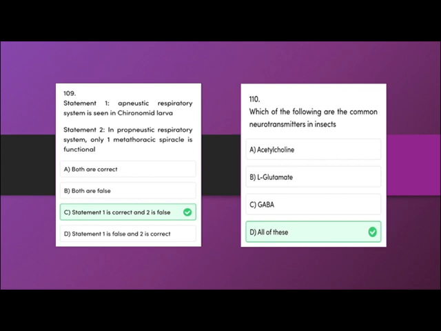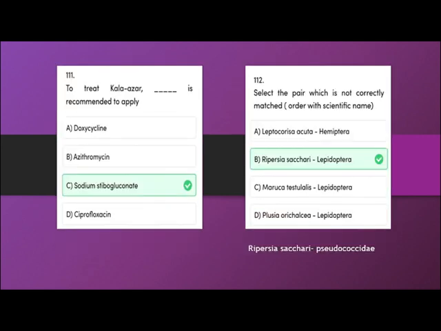Now 110th question. Which of the following are the common neurotransmitters in the insect? And the answer is all of the above. Acetylcholine, L-glutamate and GABA are the neurotransmitters present in the insect. Now come to the next question. To treat Kala-azar, DAS is recommended to apply? And the answer is sodium stibogluconate.